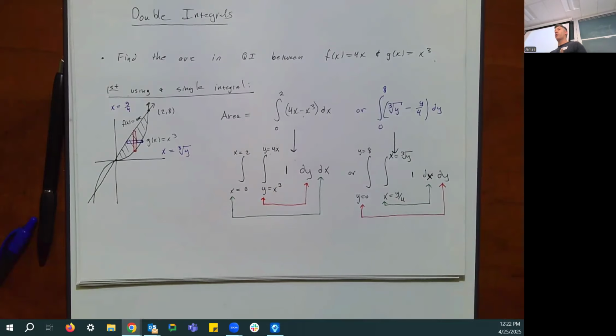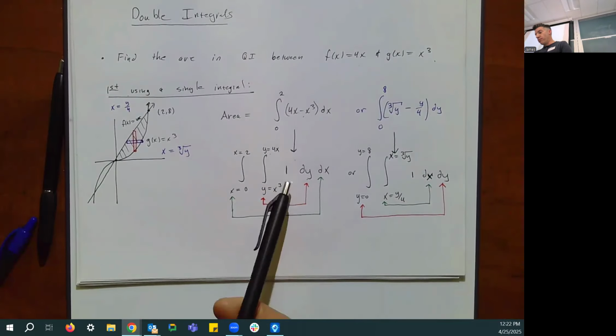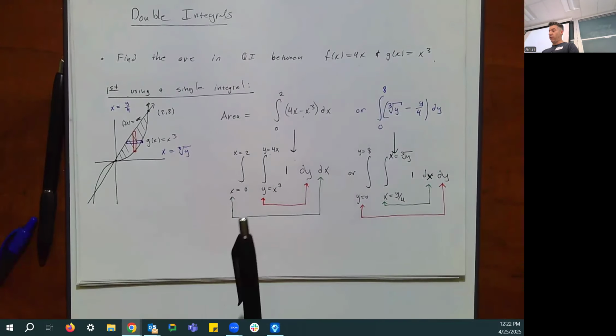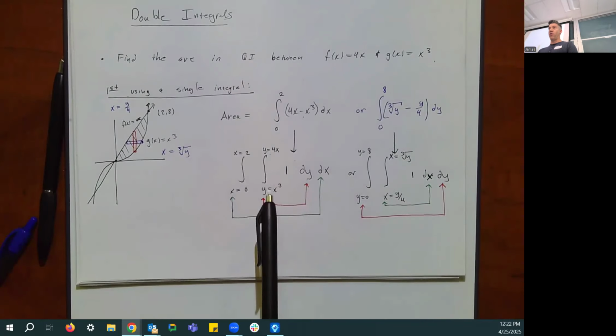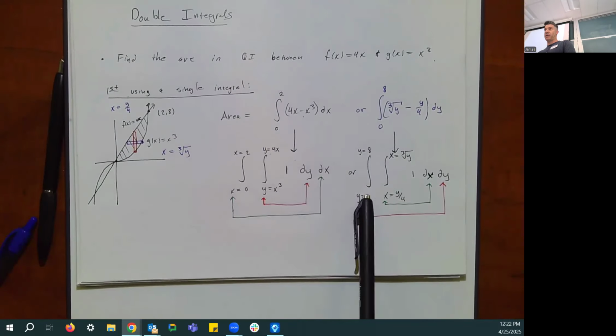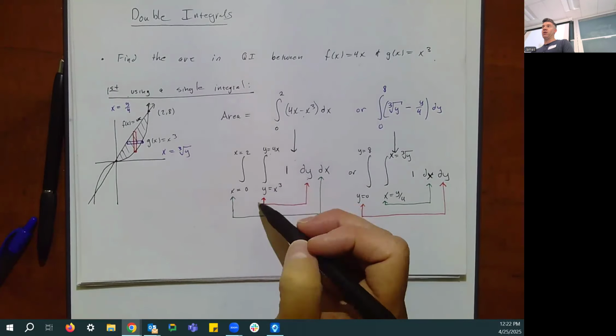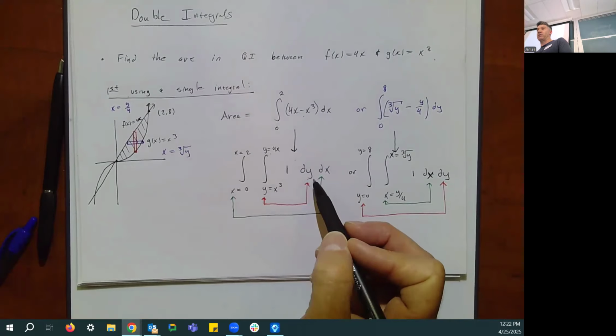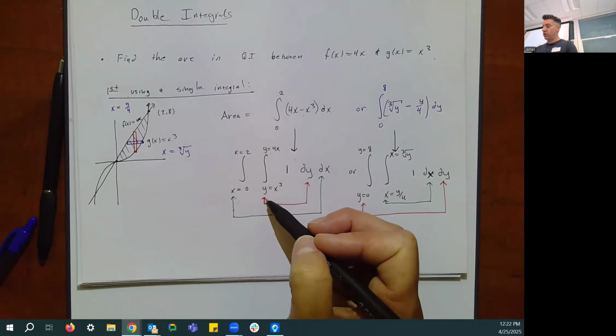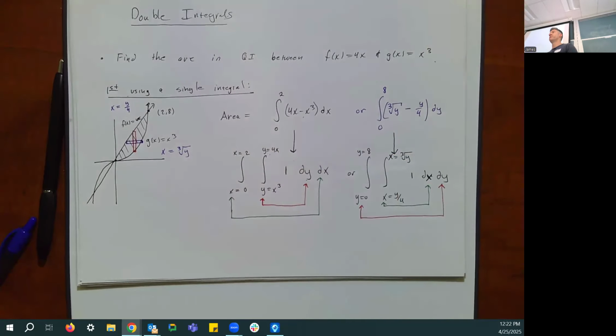It can feel kind of backwards, though, because most people would write this as the integral from 0 to 2, the integral from x cubed to 4x of something dy dx. So if you see x's in your inner integral's limits of integration, you should have a dy first, because those x's are what y is equal to. Questions so far?